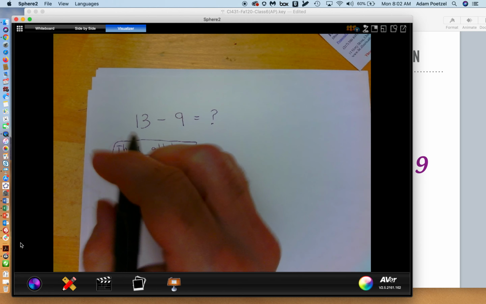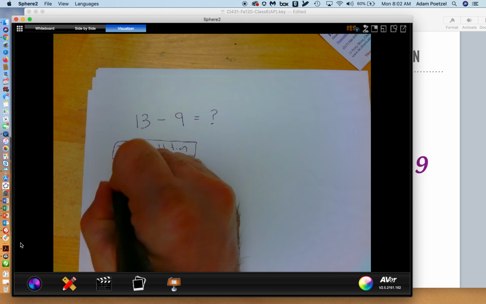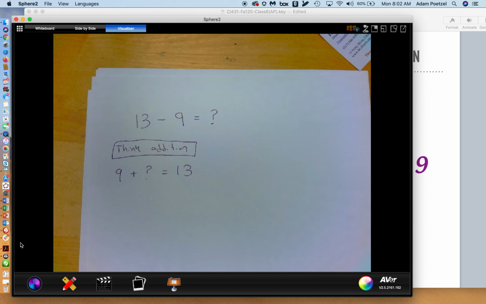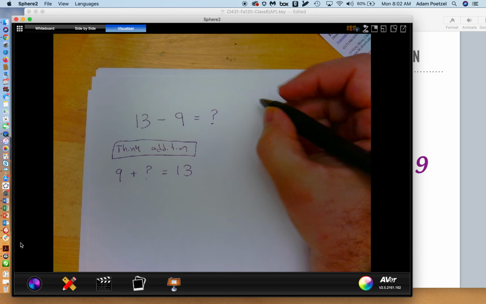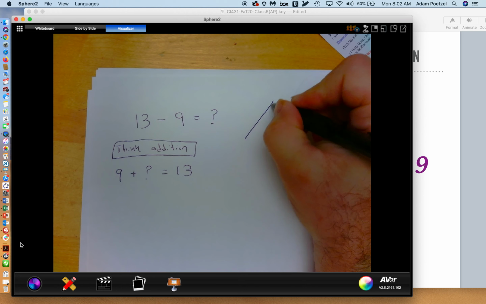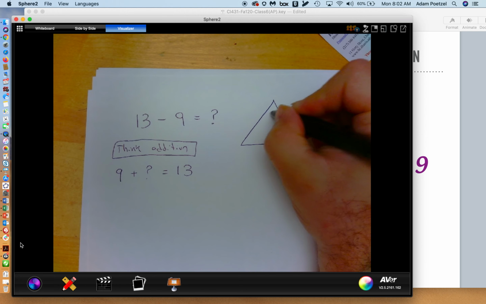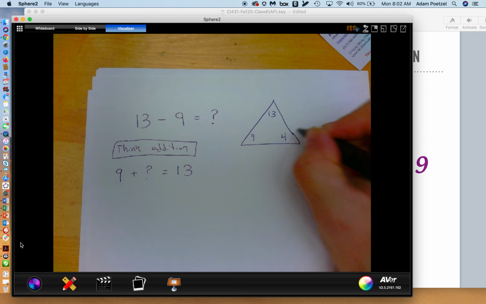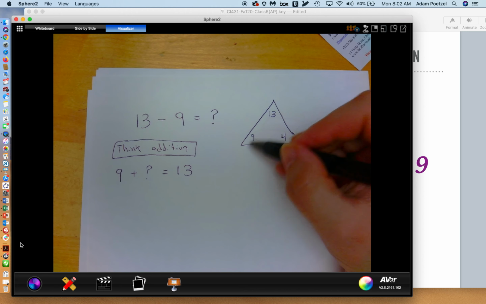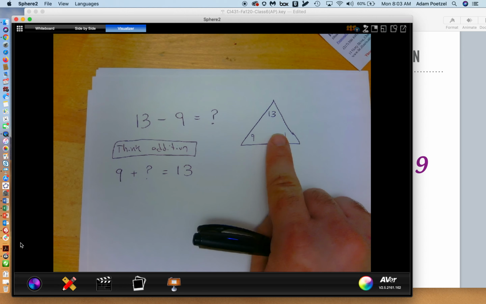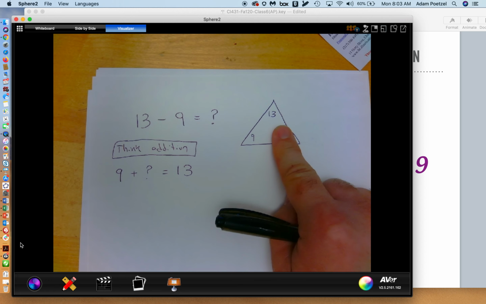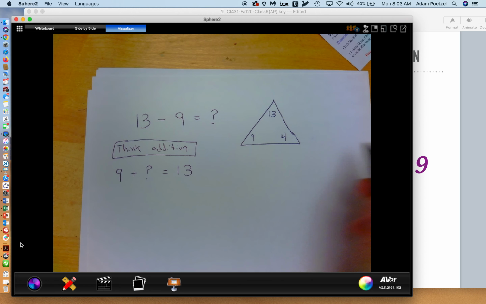So thinking about it as an addition fact says, well, then I know that working backwards, 9 plus something would have to be 13. And so it's being able to see the relationship there. Sometimes we see different types of tools for this, like flashcards, that kids get used to seeing, the part-whole relationships, and realizing that 13 minus 9 is 4, or 9 plus something, 4, is 13.